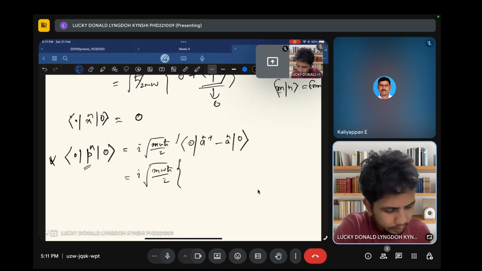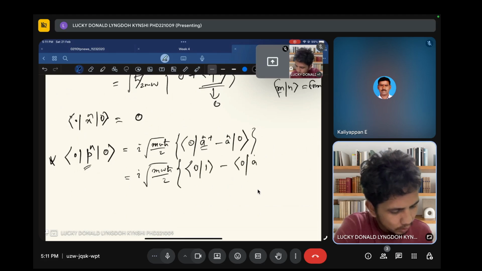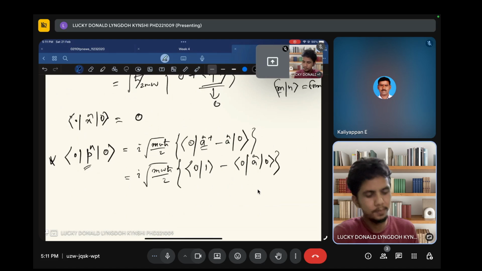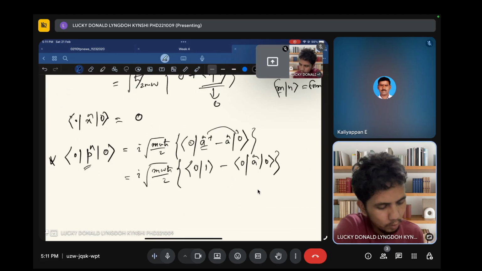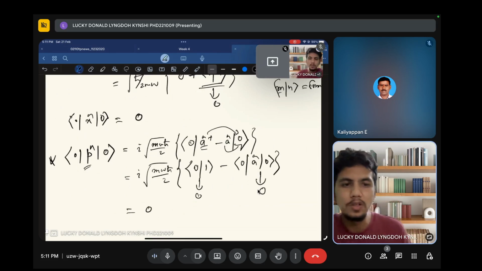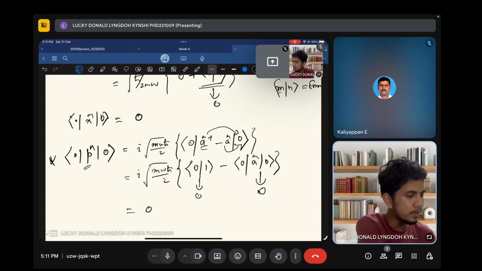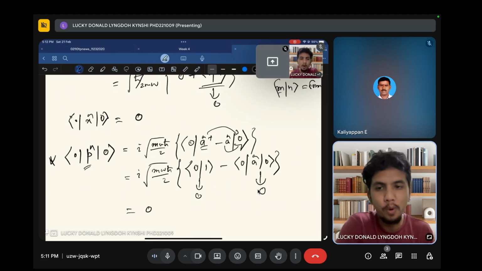So you will get <0|a cap dagger|0> minus <0|a cap|0>. You just need to split this one. That means you operate a cap dagger on the state 0 and a cap on the state 0. So again, this will equal <0|1>, which is 0, and here also a cap of 0 will equal 0. The final value of the expectation value is also equal to 0. So the expectation value of both position and momentum in the ground state is equal to 0.